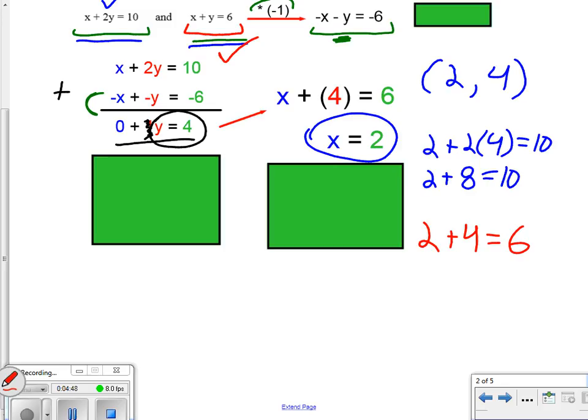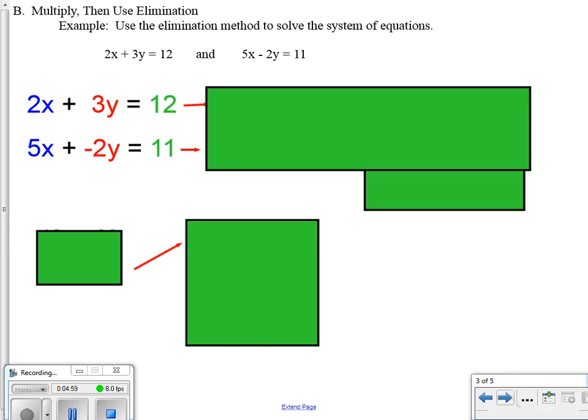So our first one and our second one, they both go through the point (2, 4). They both have a spot where x is 2, y is 4. So that would be our solution.